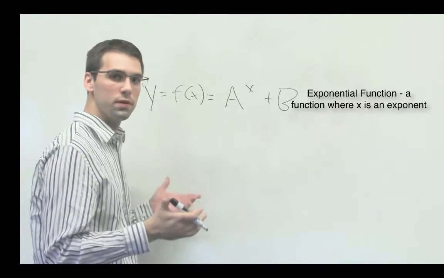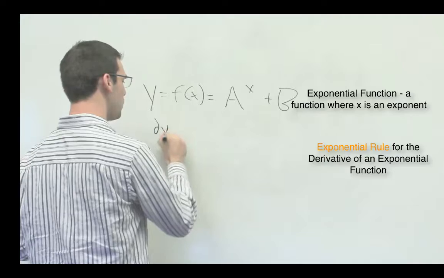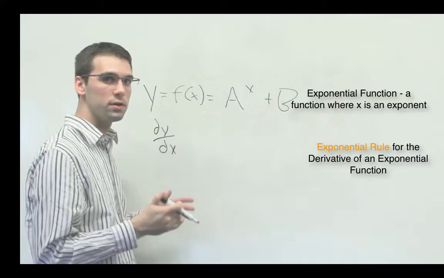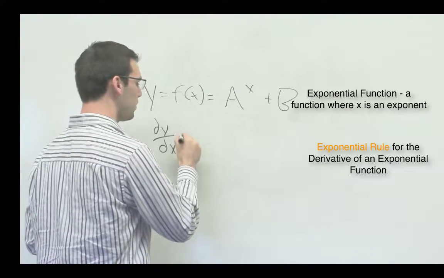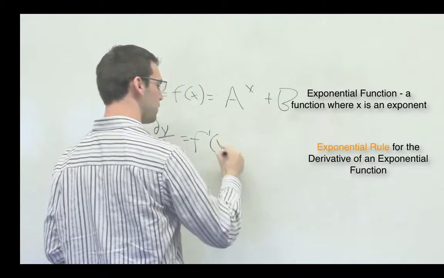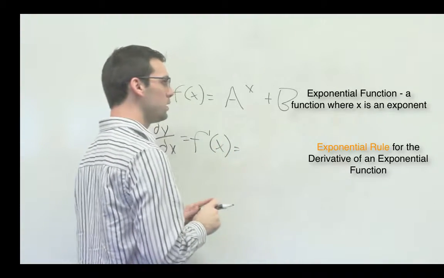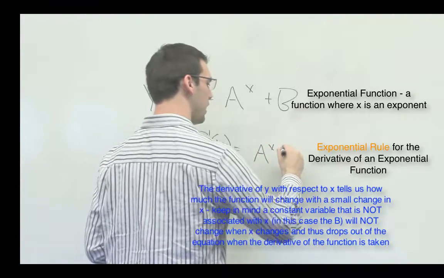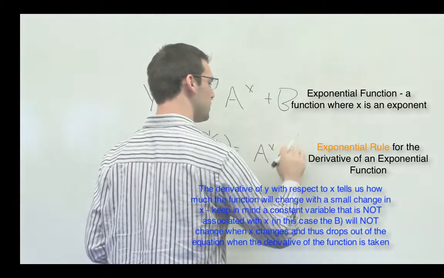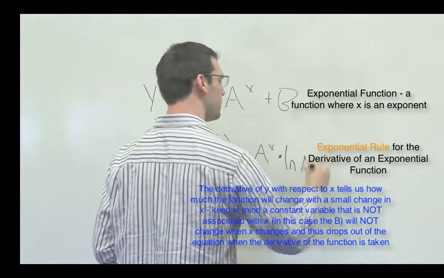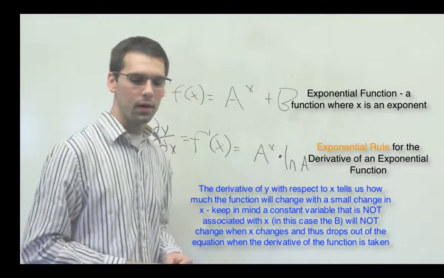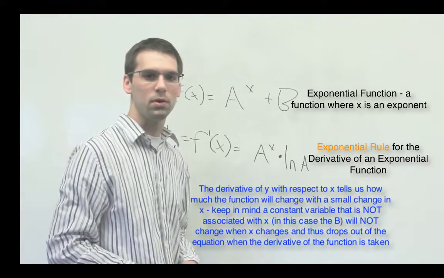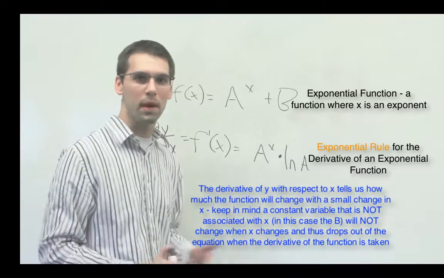So the exponential rule for derivatives is that dy over dx, or how the function changes with respect to a small change in x, which is the same as writing f prime of x in this case, is a to the x times the natural log of a. Okay? And you can see that the b drops off, which is normal. You also notice that that was the case with the power rule, of course.